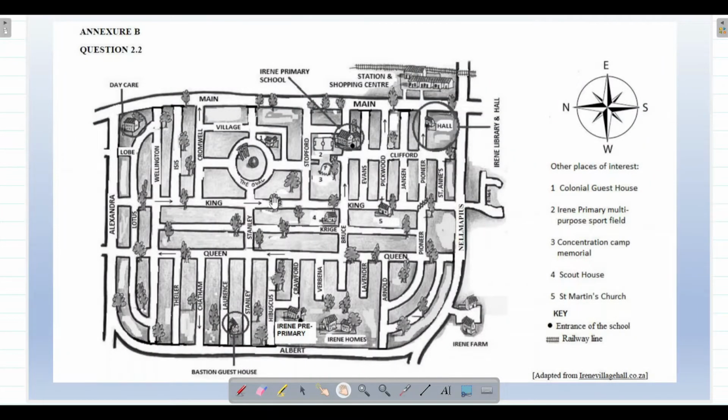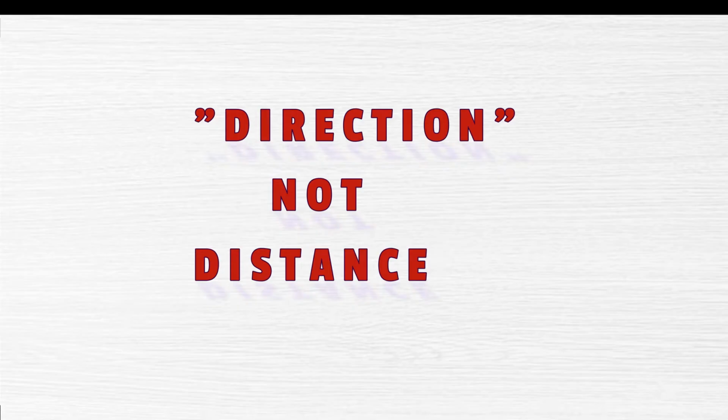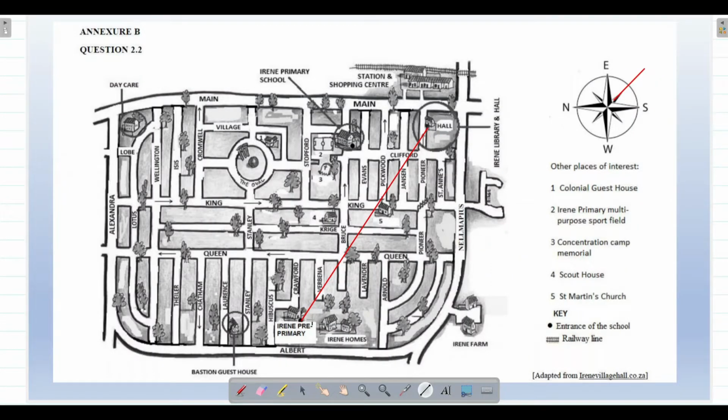If you've been following the video tutorials that I've been making, you'll notice that it's very important, especially when we have to draw a line from a particular place to another place. Let's just say, for example, you had to draw a line from Irene Primary School to the hall, and then they asked you what is the general direction from Irene Pre-Primary to the hall, then you would have to use this compass to give you that general direction. We see that the line is going in that direction, so it's southeast. So the general direction from Irene Pre-Primary to the hall is southeast.